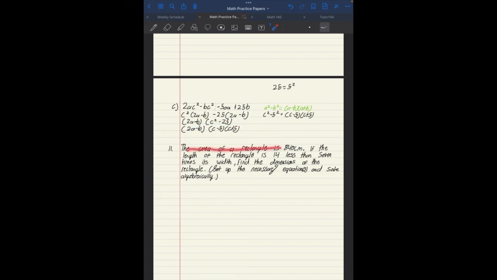Okay, the area of a rectangle is 840 cm. If the length of the rectangle is 14 less than 7 times its width, find the dimensions of the rectangle. Set up the necessary and solve algebraically. So the first thing I could do is just set up a rectangle.